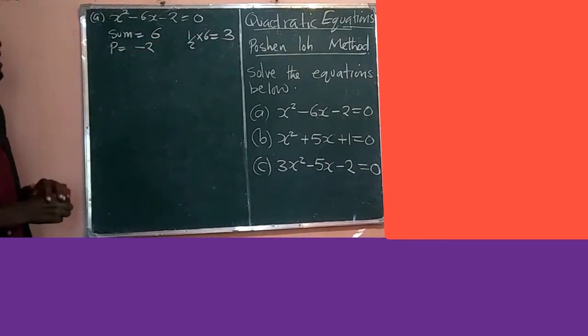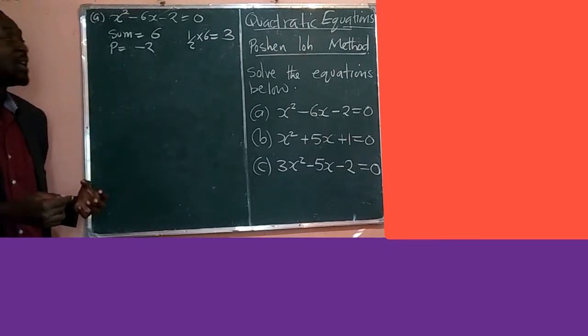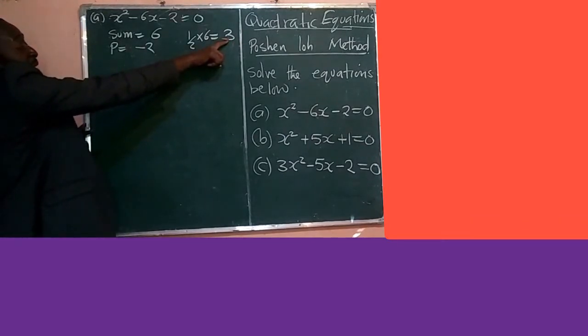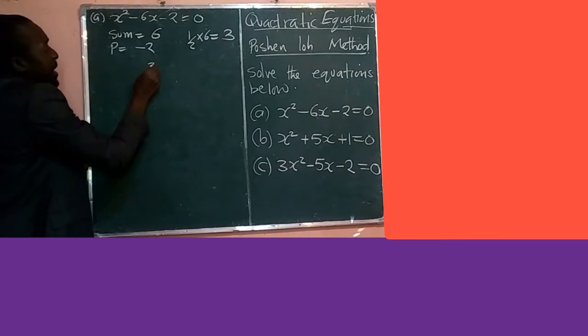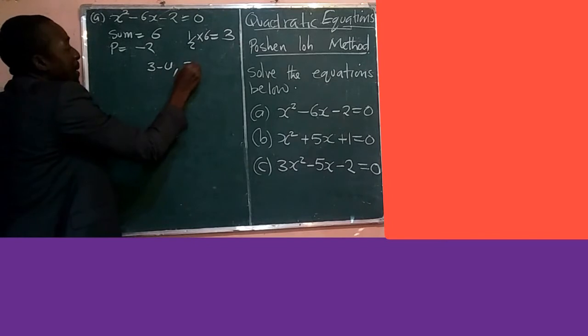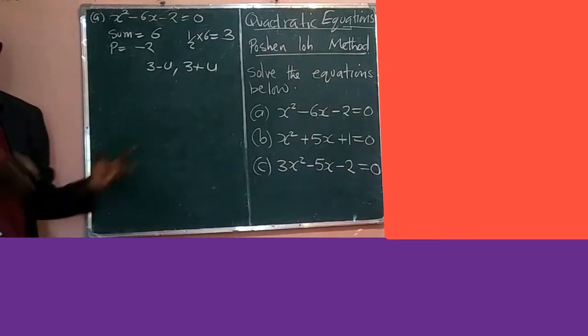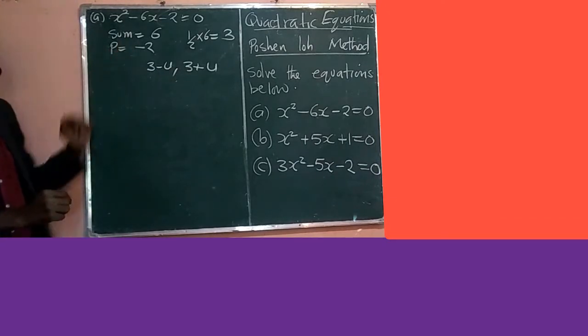And so you write down now the solutions of the equation. So here's how we write down the solutions of the equation. We use this number that we found here. So our solutions are going to be 3 minus u and 3 plus u, where u stands for a number that we are going to find, which will help us now to find the original solutions of this equation.